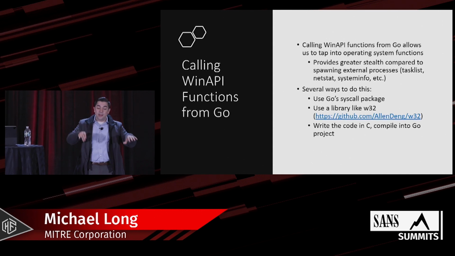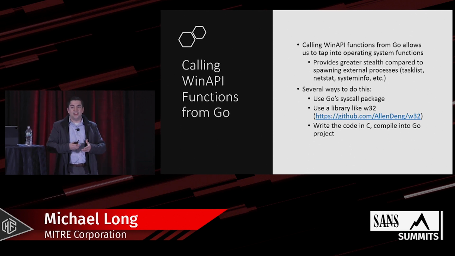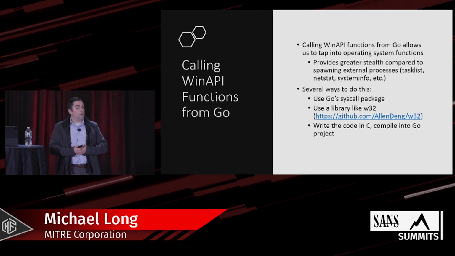So what we could do is use Go to tap into the Windows API, and that basically saves you from having to deal with some of the baggage of legacy C code. Now, there are about 3 ways, at least that I know of, that you can interact with the Windows API. One is to use Go's native syscall package. I'll show you an example of that in a moment.